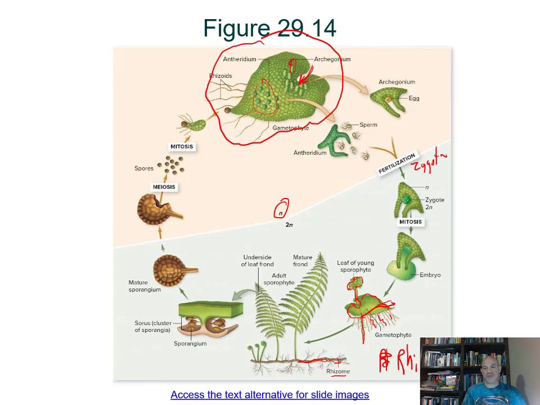And leaves grow from stems. So in this case, the leaves are going to begin growing as these little immature young leaves. They have the nickname fiddlehead because they look like the end of a violin.